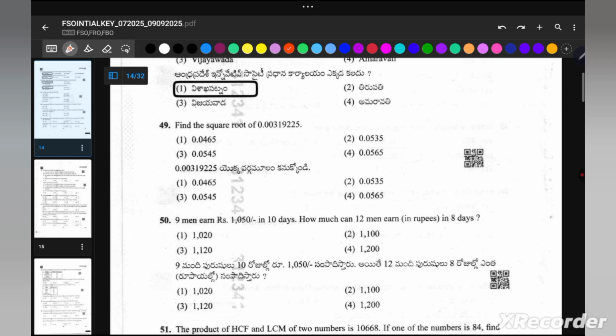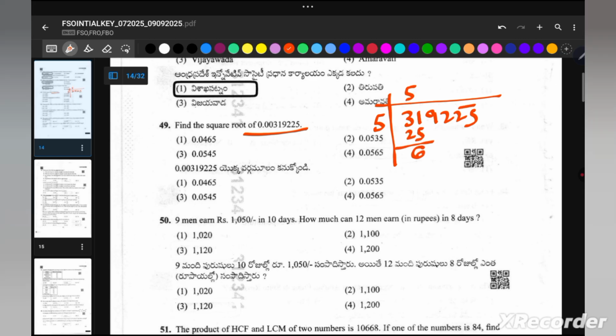The first and foremost one: 0.003192225. Find the square root of this number. So first of all, take the number 319225 and find out the simple square root. Using the square root method, 5 5s are 25. Bring down the 92. Again, you need to add 5 more to this and it becomes 10. What number should be provided over here so that it will be close to that number?